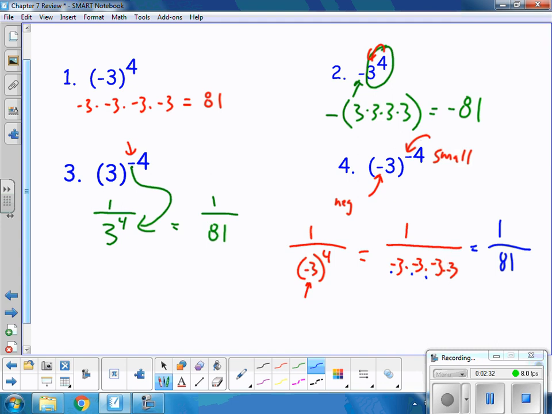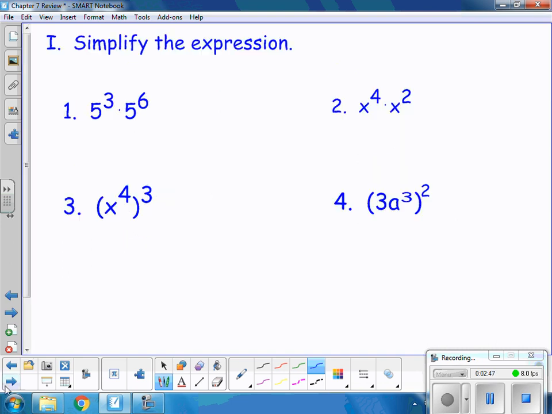So a couple things to keep an eye on: a negative exponent will tell you that the value is small. A negative base will communicate to you if your answer is positive or negative, so kind of what side of 0. So the exponent tells you how far from 0, and the value of the base tells you what side of 0. Okay, let's look at some other ones here.